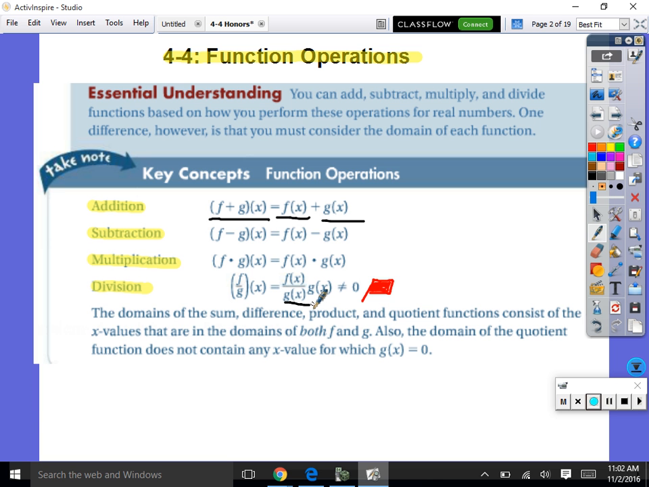Okay, so you'll perform the operation, then look at your new function and say, do I need to make any restrictions on our domain? Because we're going to be dealing with all real numbers. So let's just get right to it. Do we have any questions with this? Pretty straightforward, right?